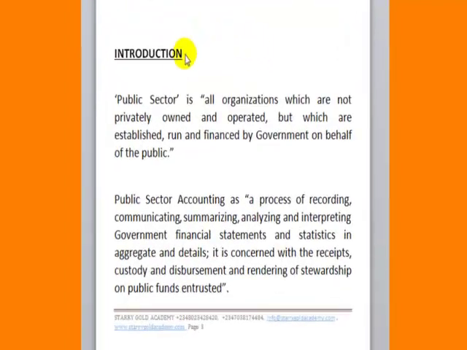As we said earlier, we're looking at the introduction to public sector accounting and finance. The first thing we're going to look at is to understand what is public sector. Public sector is all organizations that are purely or totally controlled by the state or government of the country.